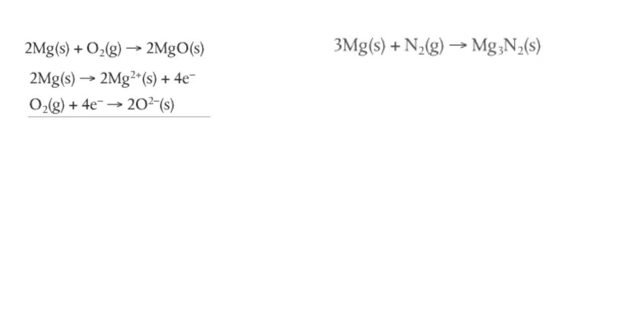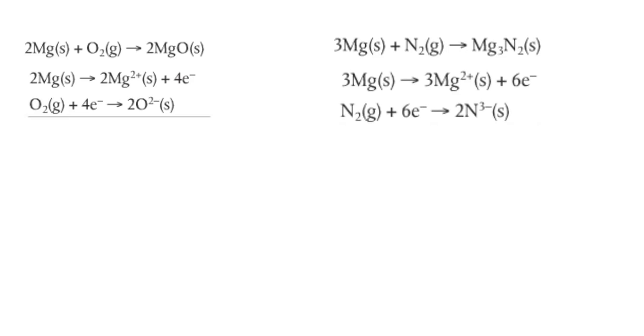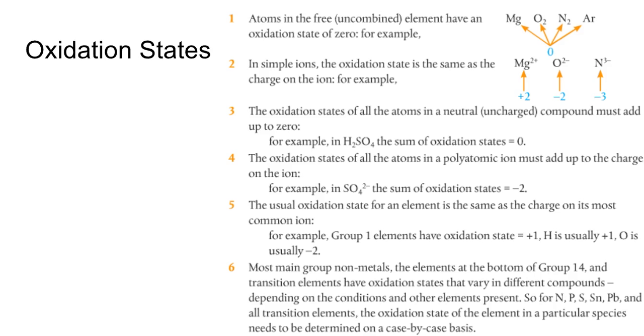Let's take a look at another example. Here's magnesium reacting with nitrogen in the air. And again, this is an oxidation reduction reaction. Magnesium is losing electrons, it's becoming more positive, and nitrogen is gaining electrons, it's becoming more negative. And so we have to assign oxidation states to figure out if atoms are losing or gaining electrons.